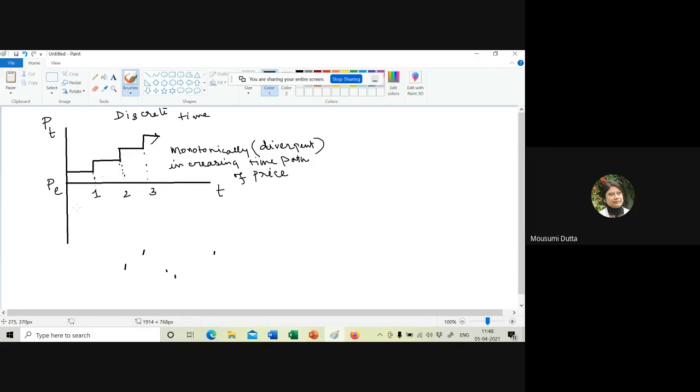So here it is going up. You may consider the diagram like these two. This is also a monotonically divergent time path. Here it is moving away and away above the equilibrium. Here it is moving away and away below the equilibrium. That is the only difference. Here the starting point is above equilibrium, here the starting point is below equilibrium. However, both are diagrams of monotonically divergent time paths of price. So this is one idea.